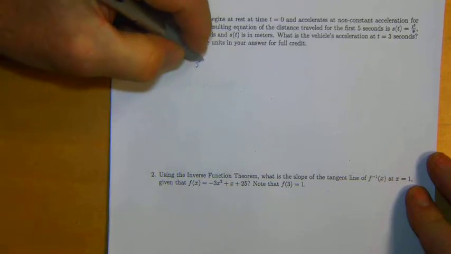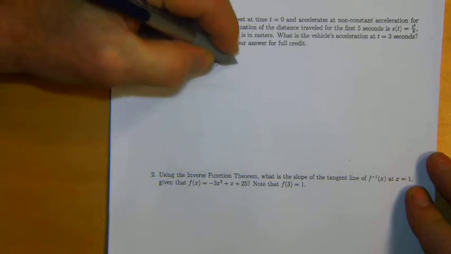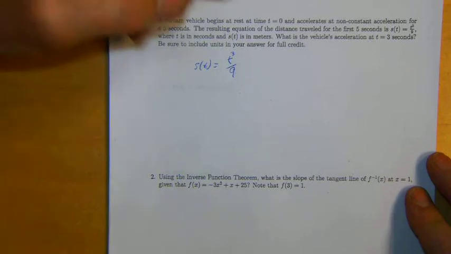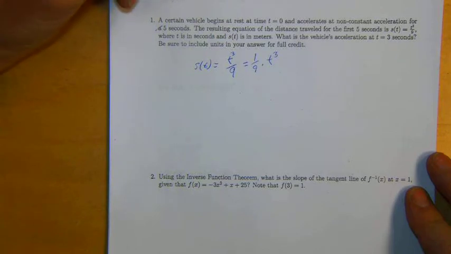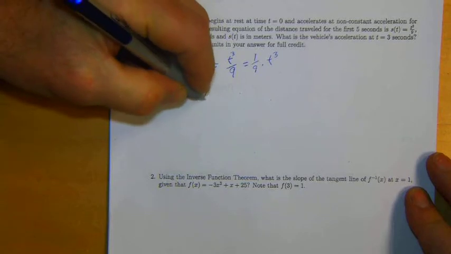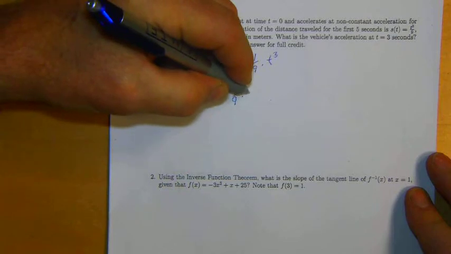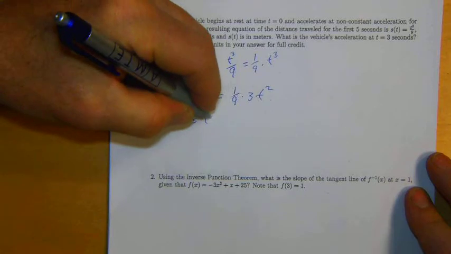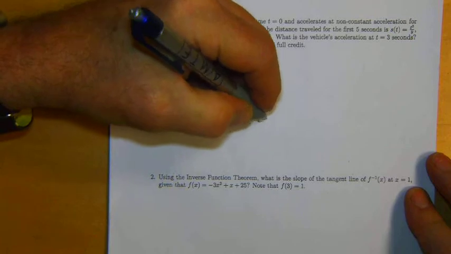So acceleration is the second derivative. Velocity is the derivative. Now, so there's the function. 9 is a constant. It could also be 1/9 t cubed. The reason I say this is a lot of people use the quotient rule for some reason. You don't need the quotient rule here. S prime of t is going to equal 1/9 times 3t squared. And then S double prime of t is 1/9 times 3 times 2t.